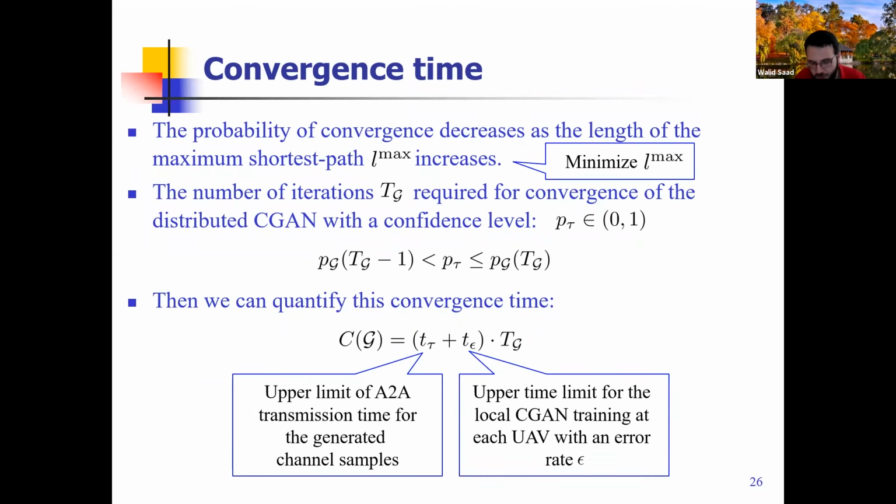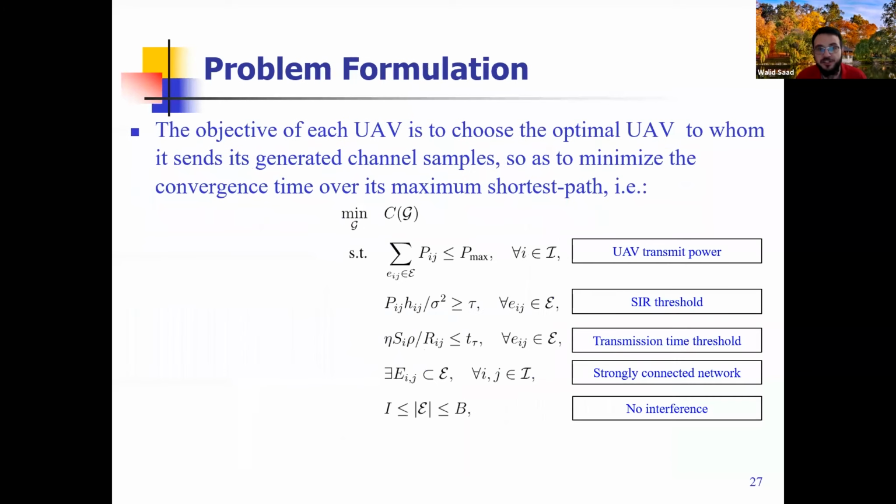And now I can pose the problem formally as an optimization problem, which is: I'm trying to find the optimal graph structure that minimizes the convergence time, subject to a transmit power constraint, an SINR threshold, and a transmission time threshold as well. And I need a strongly connected network because I want all my UAVs to learn. And I assume the number of resource blocks B is greater than the number of air-to-air links. So I'm assuming that you don't have interference over these air-to-air links. Again, these simplify some of the proofs. You can relax the assumptions and look at something more complicated.